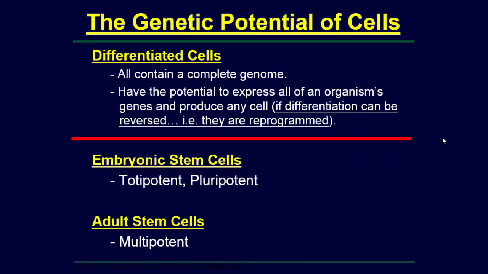Okay, but let's talk about stem cells too, so you could understand the genetic potential of cells and better understand that video that you'll watch once this lecture is done. So there's 2 types of cells. There's differentiated cells and there's stem cells.